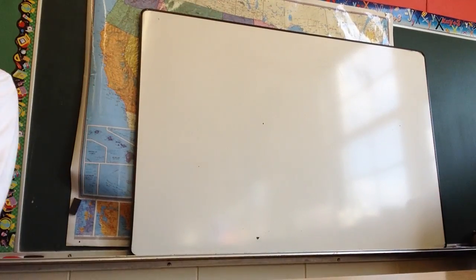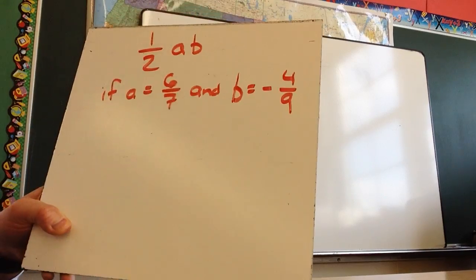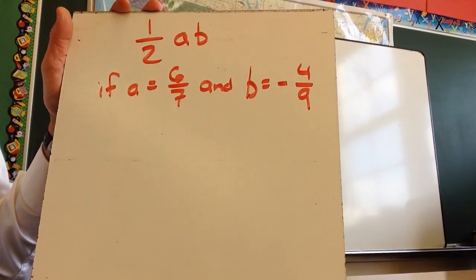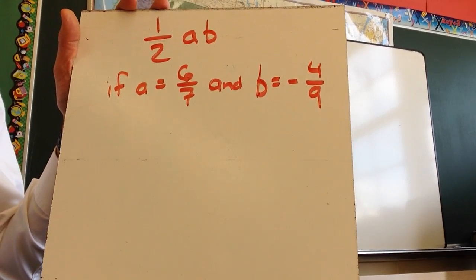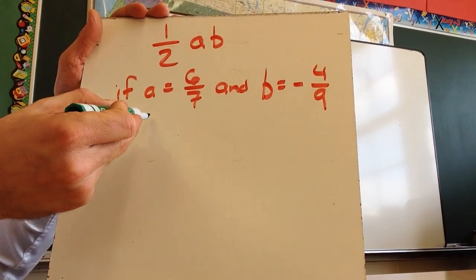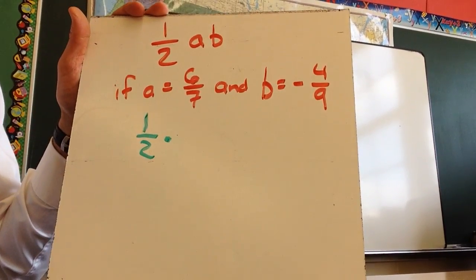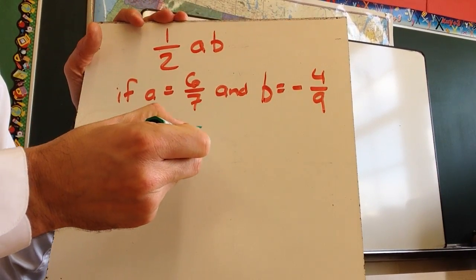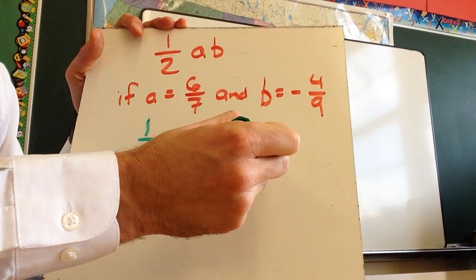All right, now let's take one more. Let's throw some algebra in there. 1/2 AB, if A is 6/7 and B is -4/9, and this is one where that trick is going to be really helpful. So I'm going to say 1/2 times, I'm purposely going to not put them in parentheses, but use the dot as my multiplication sign. This is 6/7, and this is -4/9.